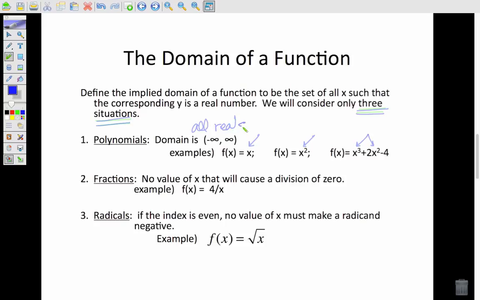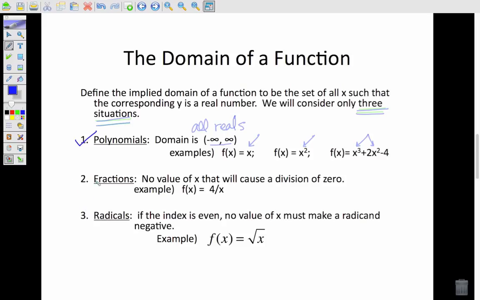And now this indicates what your domain can be written as, the symbols here. This is your infinity symbol. And by using the infinity symbol, this says from negative infinity to positive infinity, and that means all reals. So for all polynomials, the domain is all reals all the time.